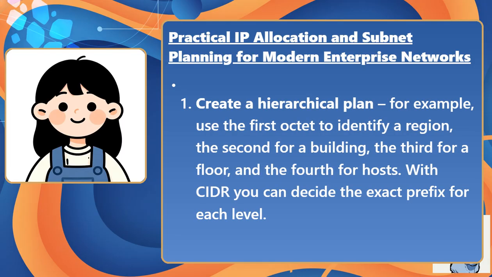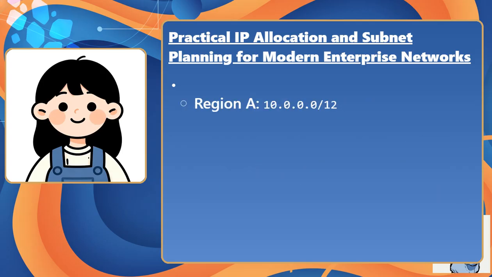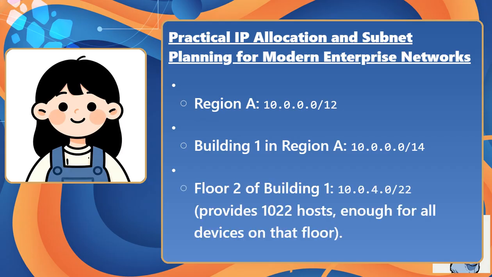Create a hierarchical plan. For example, use the first octet to identify a region, the second for a building, the third for a floor, and the fourth for hosts. With CIDR, you can decide the exact prefix for each level. Region A: 10.0.0.0/12. Building 1 in Region A: 10.0.0.0/14. Floor 2 of Building 1: 10.0.4.0/22 provides 1,022 hosts, enough for all devices on that floor.